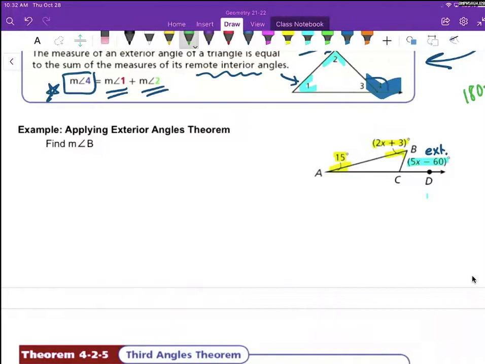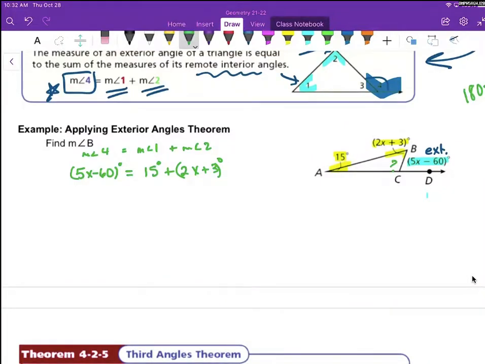So I should be able to say that 5x minus 60 is equal to 15 plus 2x plus 3. I'll put little parentheses around them to start with, but it's not really necessary. So it's kind of like saying measure of angle 1 plus measure of angle 2 equals measure of angle 4. We're bypassing this angle over here at angle C that we don't need. And then from there, it's just algebra.